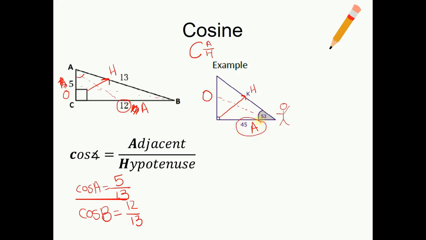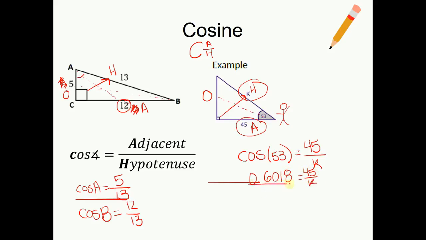So notice, guys, I have something on the side of A and something on the side of H. So I need to use cosine because A and H are in the cosine problem. So I'm going to have cosine of my angle, which is 53 degrees, equals my A over my H, 45 over K. I need to get a number here for cosine of 53, which after I typed into my calculator here, I get 0.6018 equals 45 over k. Let's put that over 1 again. Do some cross multiplying here.